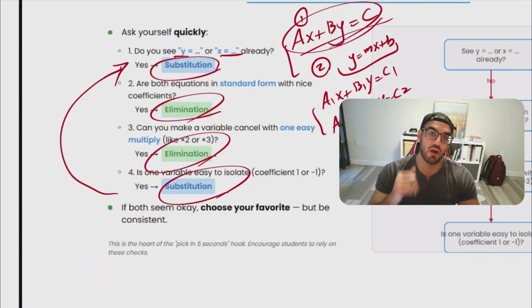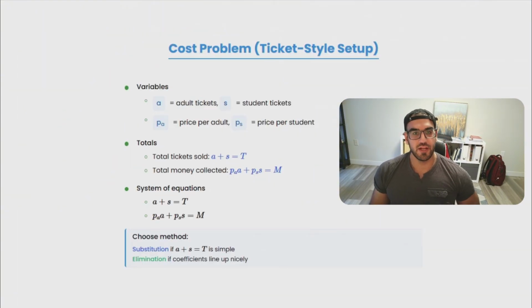So try to practice on both, not only one. Another cost problem that we are going to talk about is a very general way to talk about this. If you remember from the previous video, we were talking about the adult tickets and the student tickets. And this is the general way to talk about that.